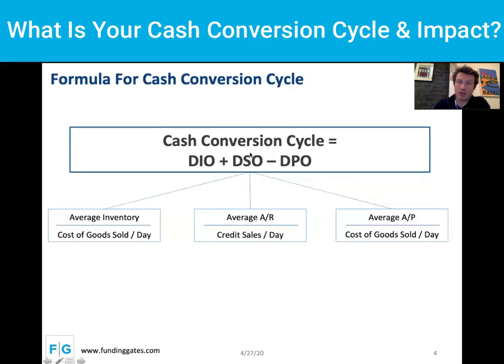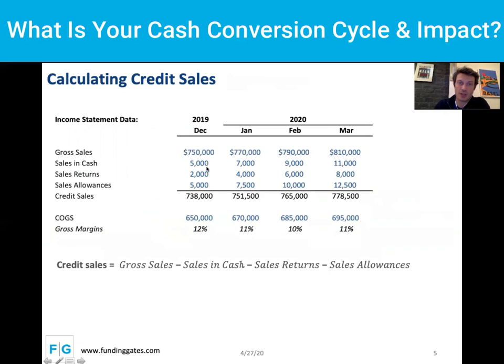So when you calculate your DSO, the first thing you need to look at is, how do you calculate credit sales, right? And not all of your sales are credit sales. Some of them are credit card processed, others are invoices, right? So you want to look at the credit sales, which are sales made on credit to customers. And that's basically taking on your income statement, taking your gross sales, subtracting your sales in cash, subtracting sales returns, subtracting sales allowances. And that gives you your credit sales.